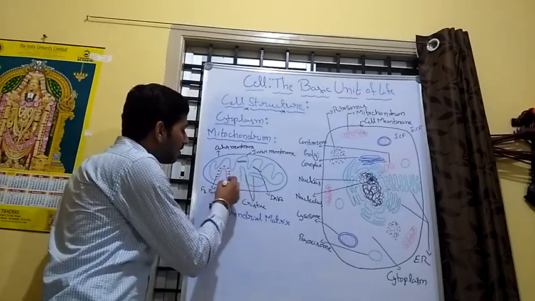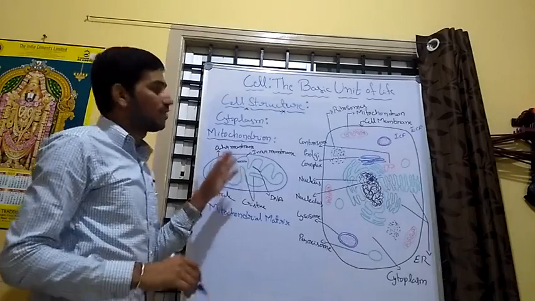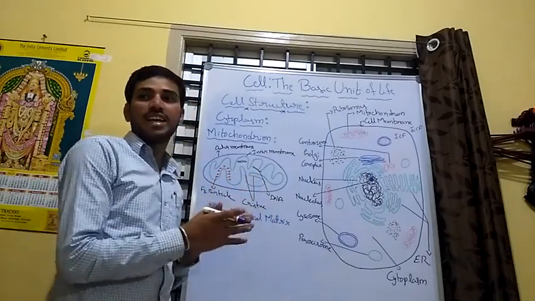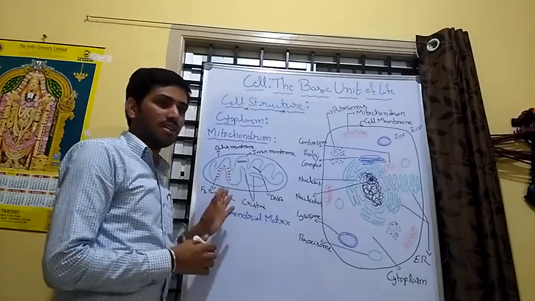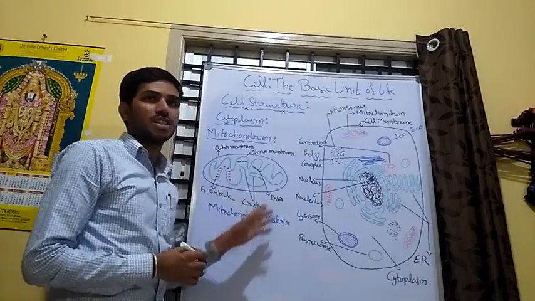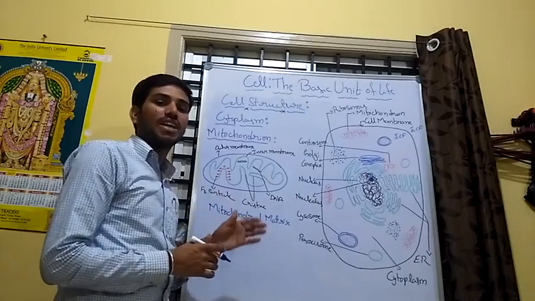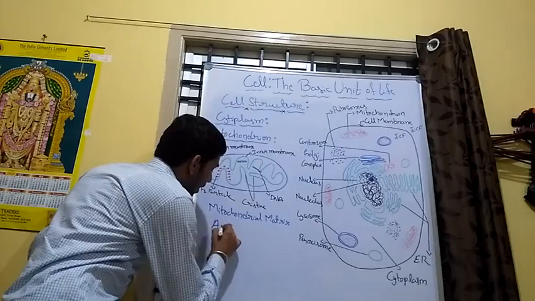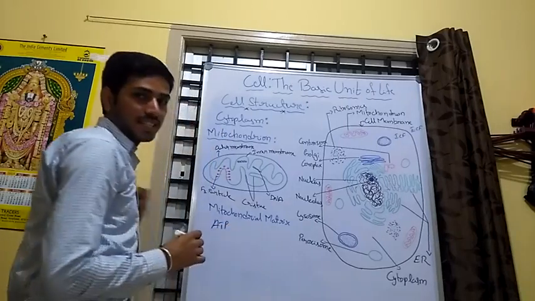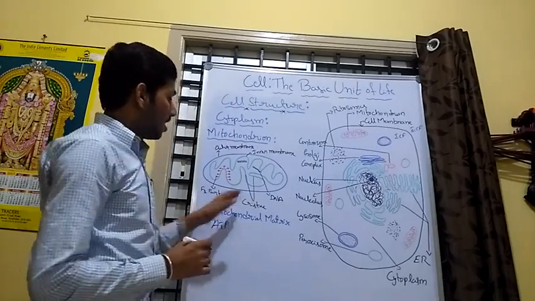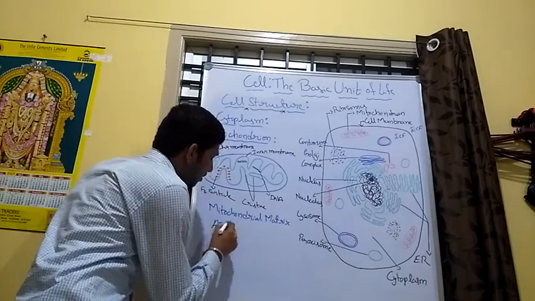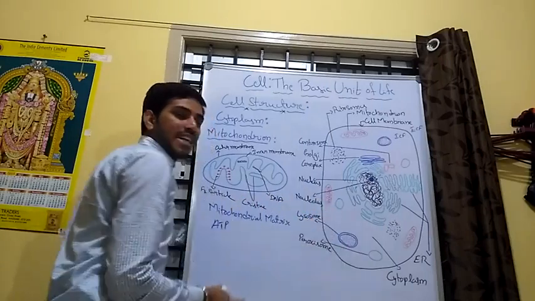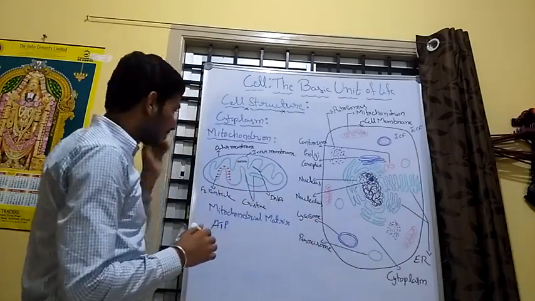Inside the matrix, there are a lot of enzymes and some ATP, NAD plus, and NADP plus. These are helpful for the production of energy, or ATP, adenosine triphosphate, the energy currency. It is produced by means of glycolysis in the cytoplasm and the citric acid cycle in the mitochondria.